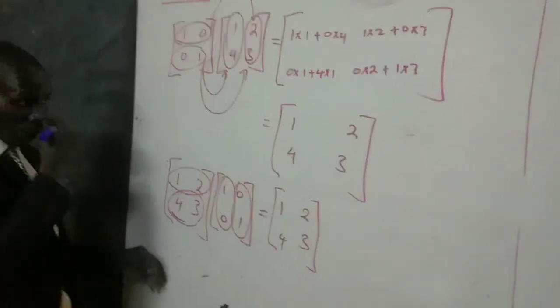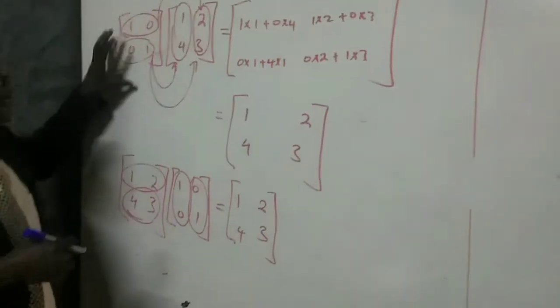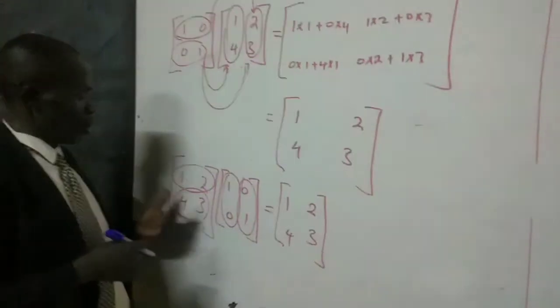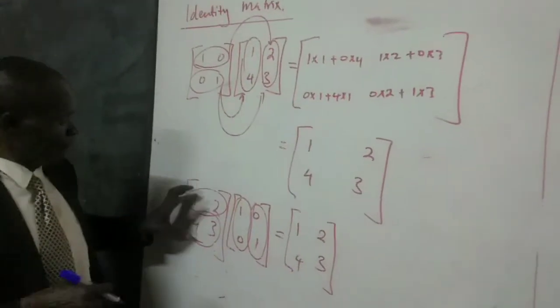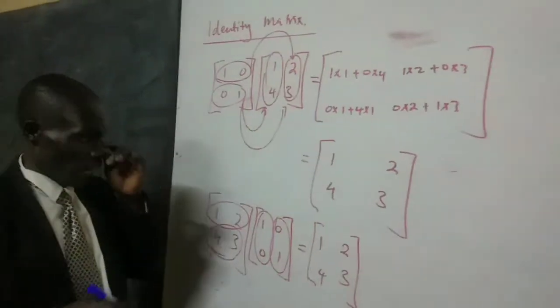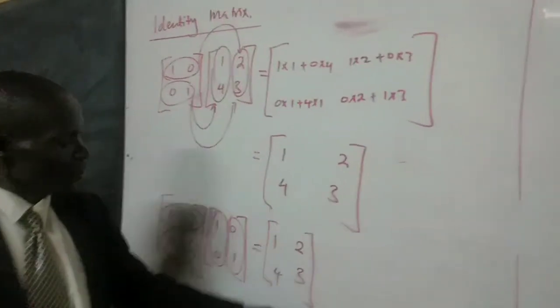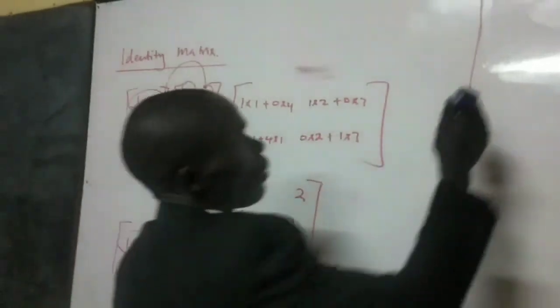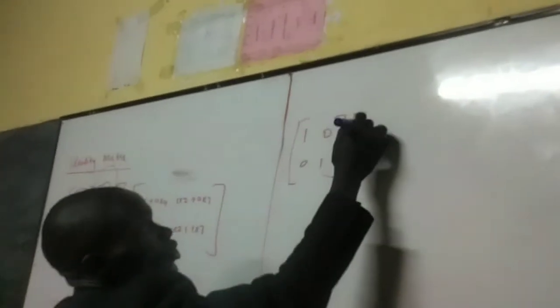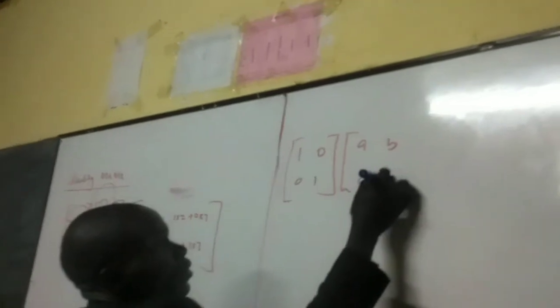So when we pre-multiply this matrix by this matrix, we get the same matrix. When we post-multiply this matrix by this particular matrix, we get the same matrix as before. Now let's try on a different matrix. Suppose we have 1, 0, 0, 1, and we want to multiply it by a general matrix A, B, C, D. What are you going to get?